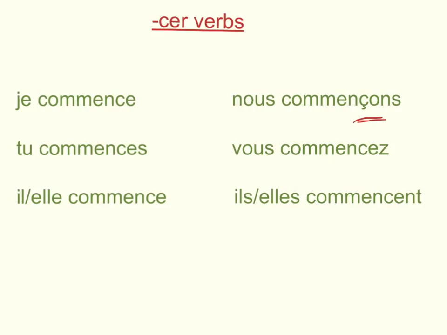And so again, if an O follows a C, then it makes the C be pronounced like a K. And we don't want that. We want to keep the original sound that was in the verb, commencer. So we add the cédille, the accent below the C, in the nous form so that it keeps that S sound. Nous commençons.